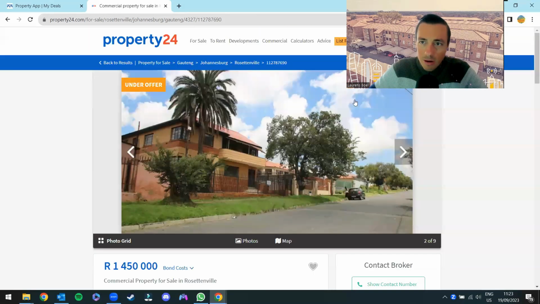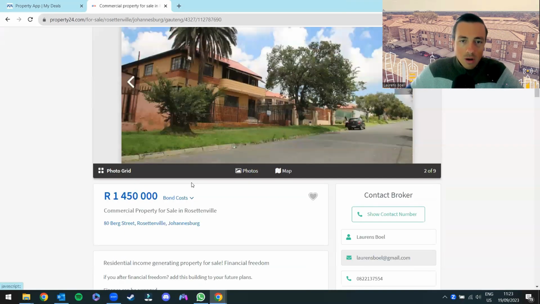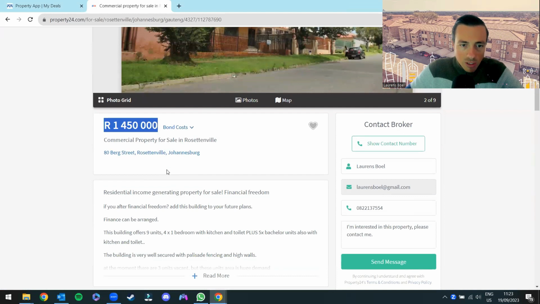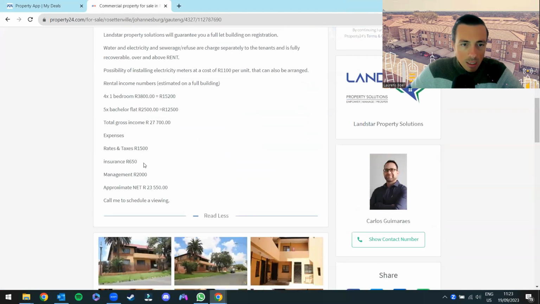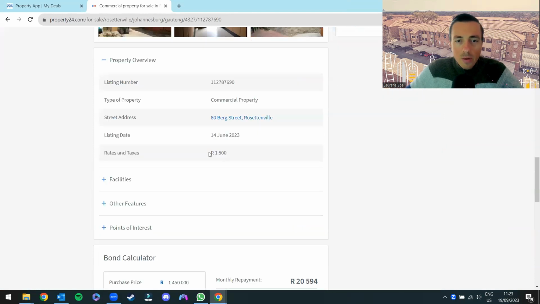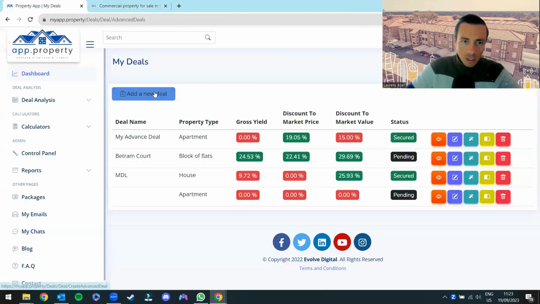So we just want to look at some of the information so that we can allocate it onto our app. The asking price is 1.45. It's 9 units. It's making 27,700 in rental, and the rates and taxes is 1.5. So I'm going to go to my app.